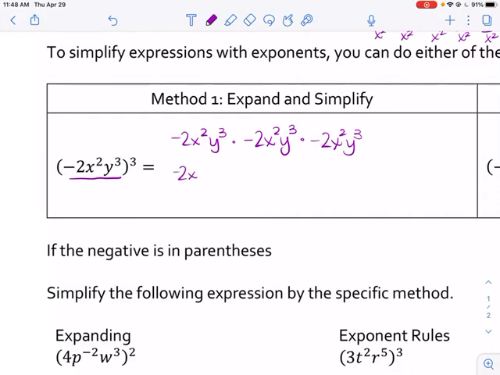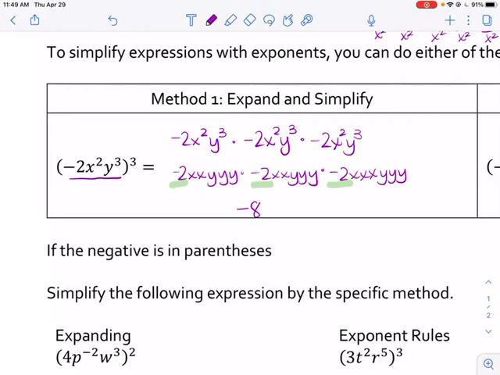Okay. If you don't remember what to do when you are multiplying these things that have exponents, you can expand it out even further, right? So 2 x's and 3 y's on each one. So I'm going to do the numbers first. A negative 2 times a negative 2 is 4. Times another negative 2 is negative 8.